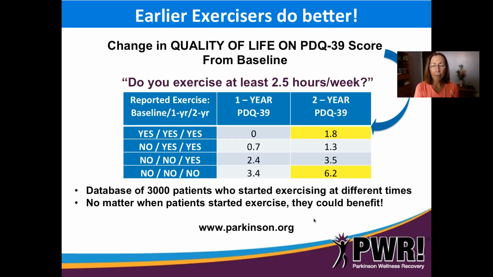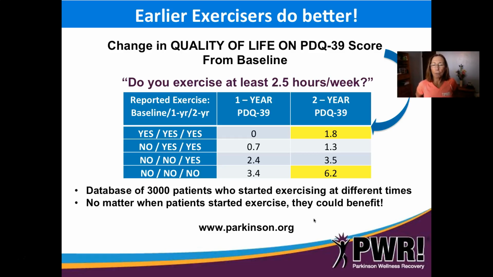This was from a database of 3,000 people with Parkinson's from the National Parkinson's Foundation Centers of Excellence, which are all over the US and Canada. And every time people went, they were asked to complete the quality of life measurement. And every year they'd come back and do it again. So if you see on the left, if they were an exerciser at baseline and every year afterwards they continued to exercise, they had no change. Their quality of life stayed good.